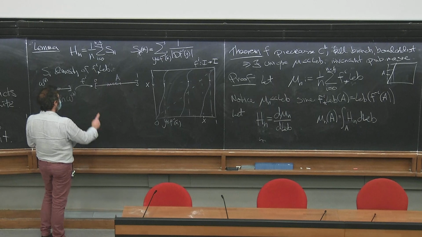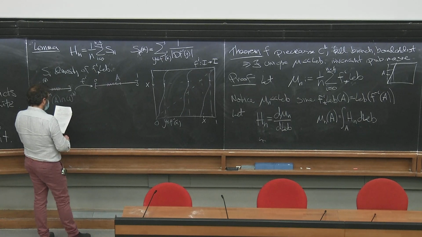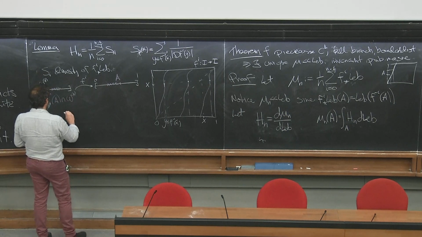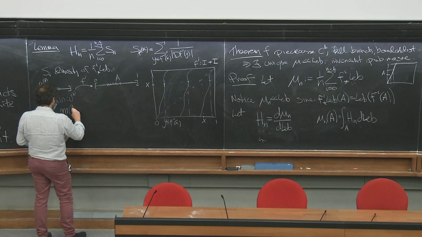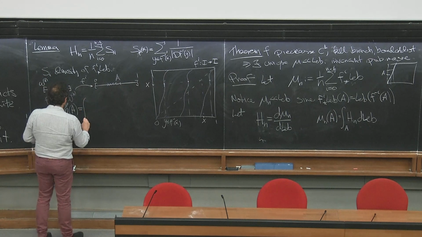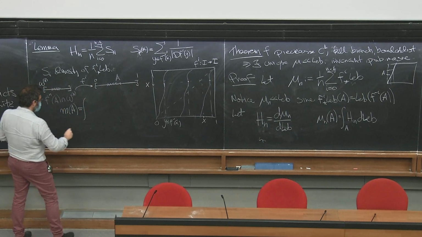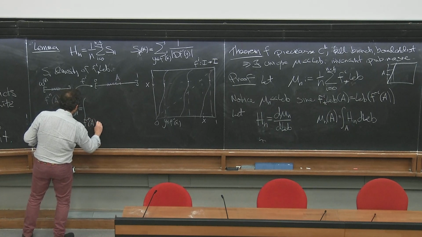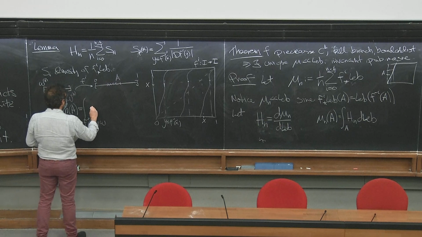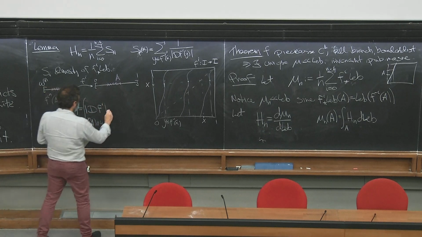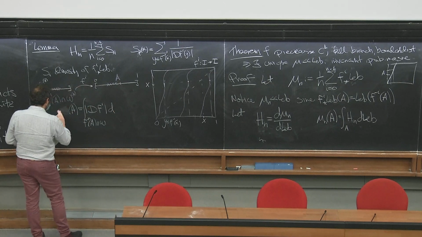Then, by standard calculus, we have that the Lebesgue measure of A is given by integrating over this set here, F minus n of A intersection omega, the derivative dfi with respect to Lebesgue. So this is Lebesgue measure.